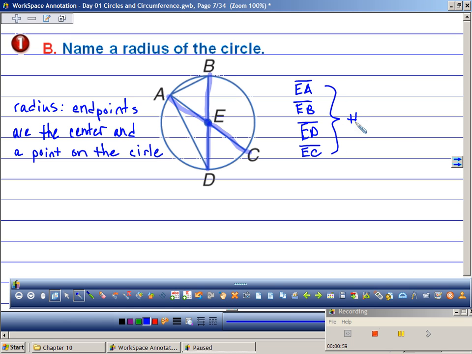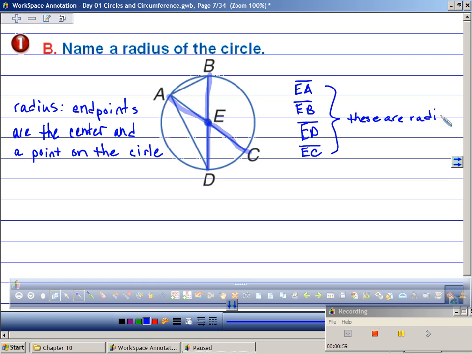So these, the plural form of a radius would be these are radii. Each one of them is a radius. And together we call them the radii. Plural form of radius is radii.